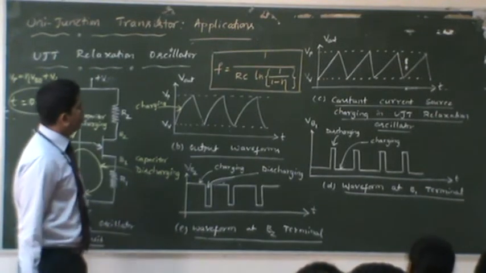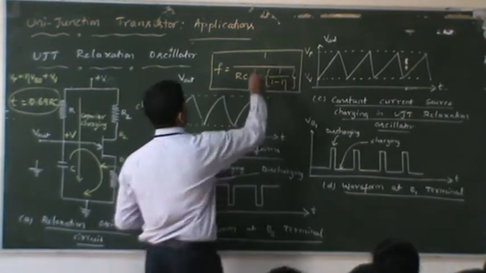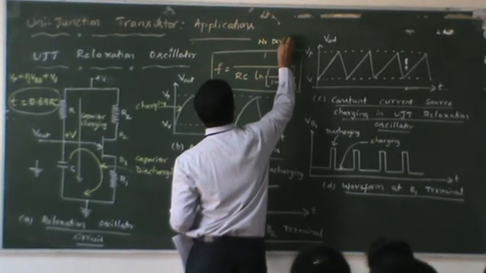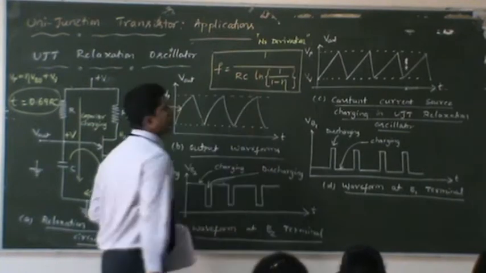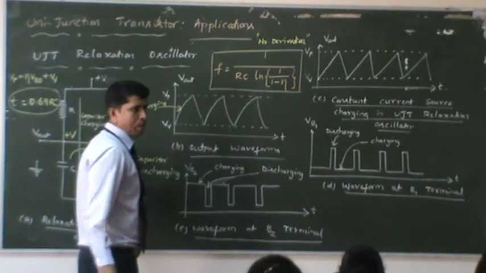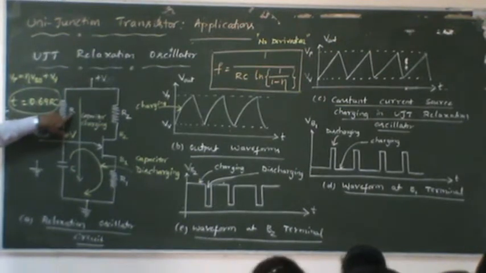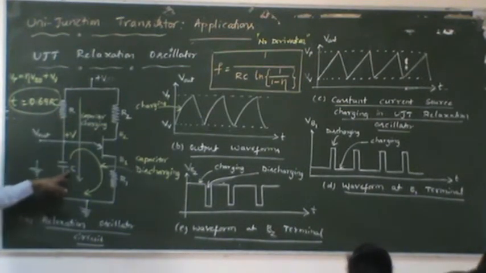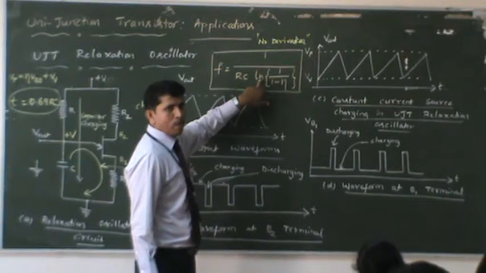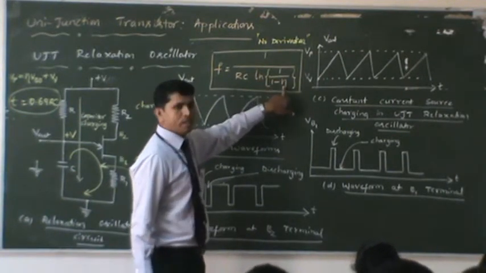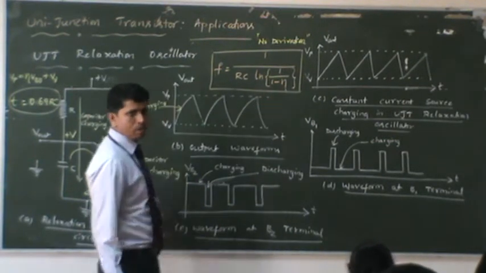This is the basic operation. The frequency of operation of this circuit is given by this typical formula. For this, no derivation is needed. You just have to remember the formula. The frequency of oscillation depends upon this resistor value as well as this capacitor value, so they are present in the denominator. And you can see ln, a natural logarithm, of 1 over 1 minus eta. Eta is nothing but the intrinsic stand-off ratio. The typical value of this is 0.7, which we mentioned in the last class.